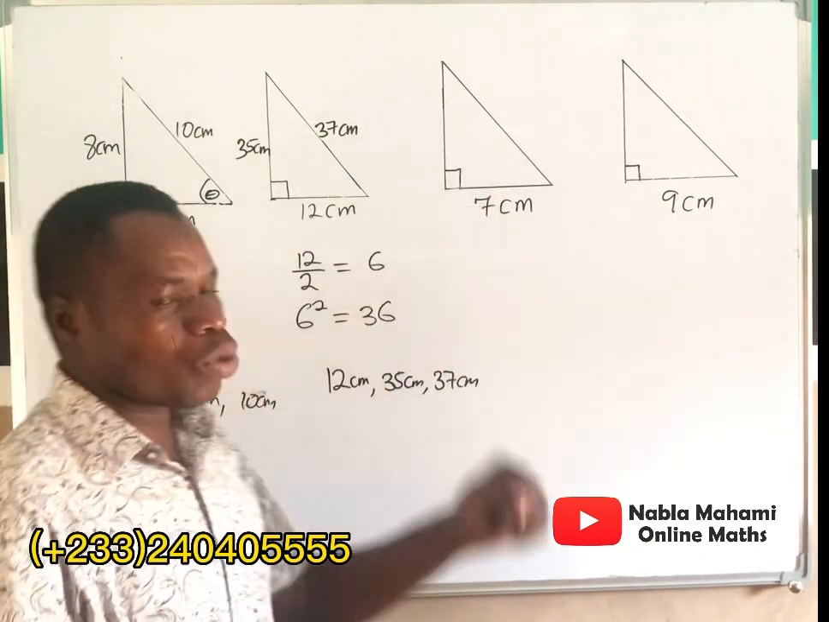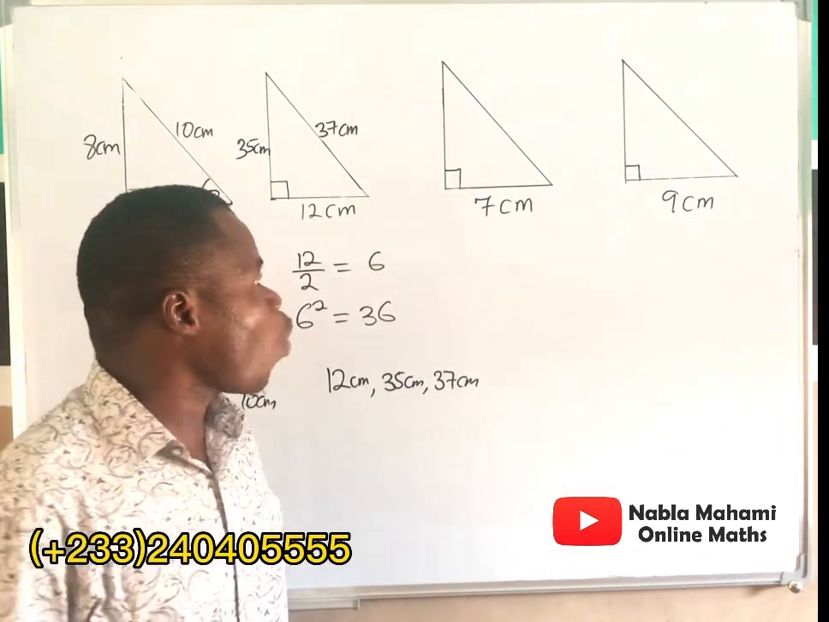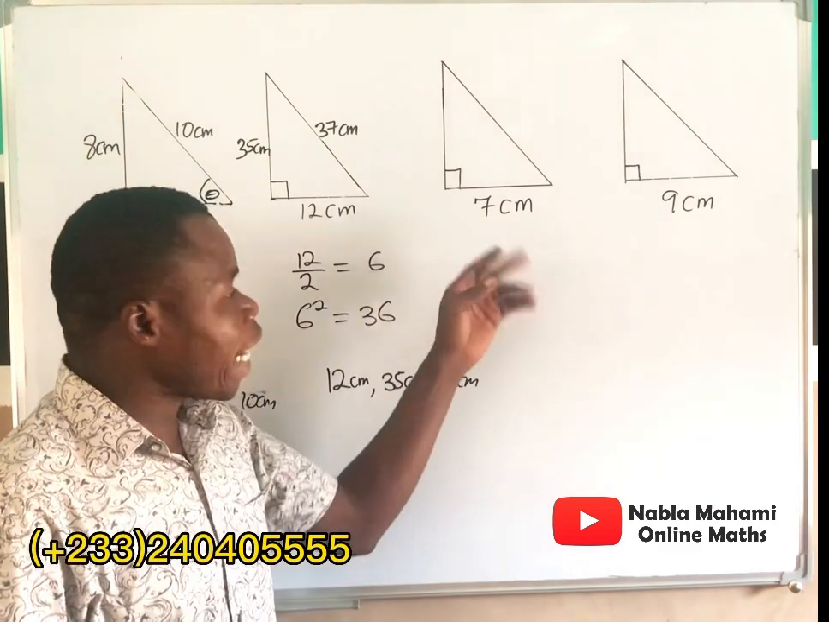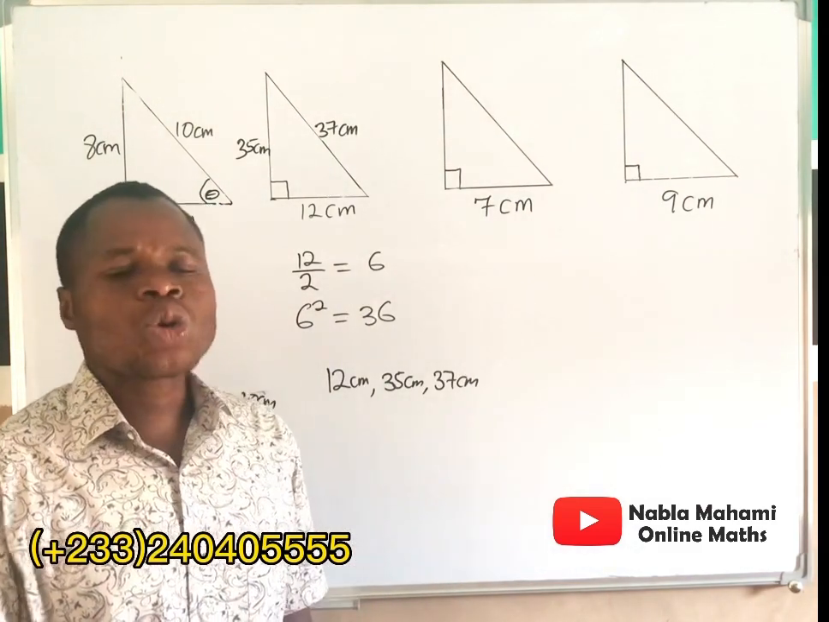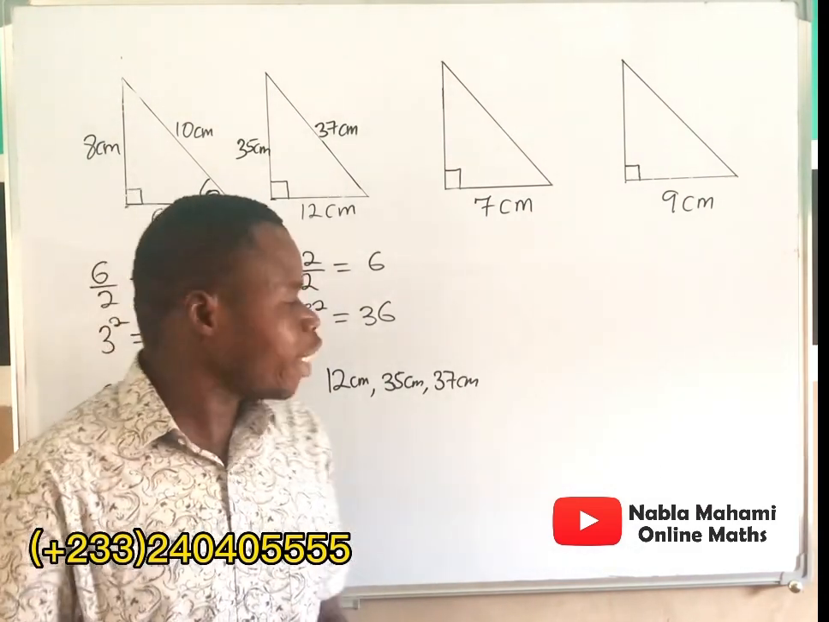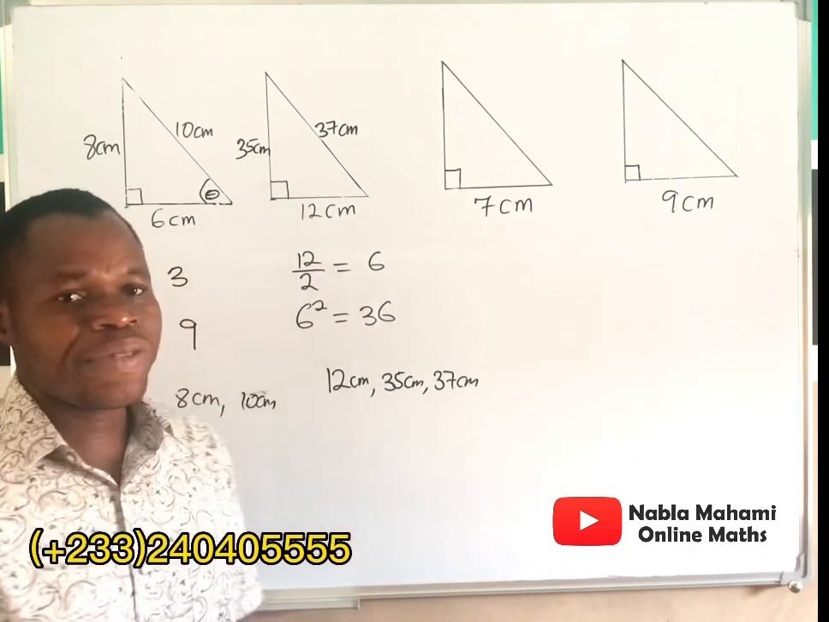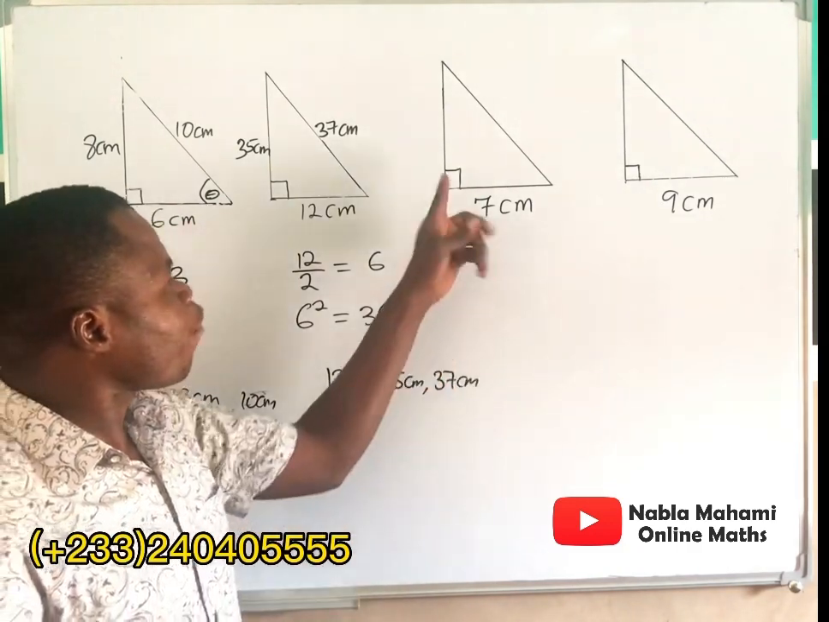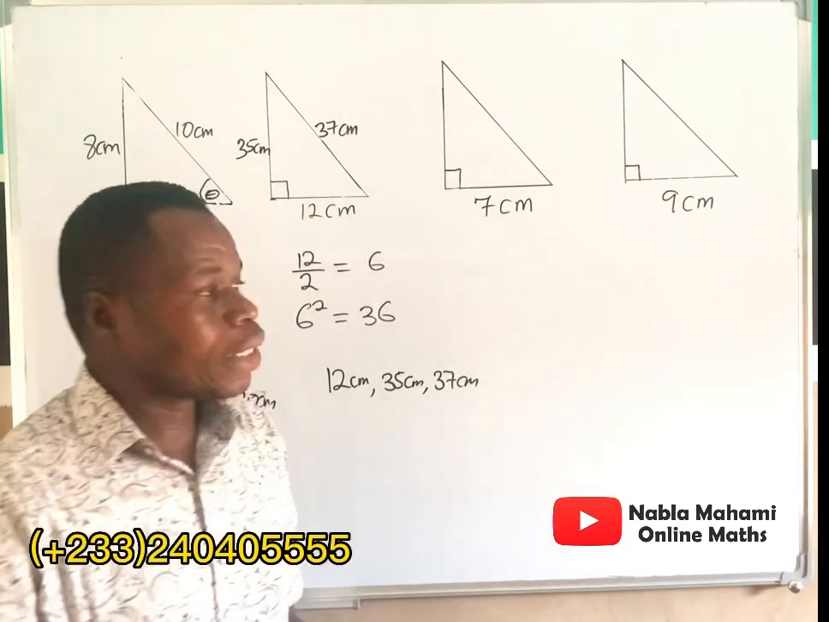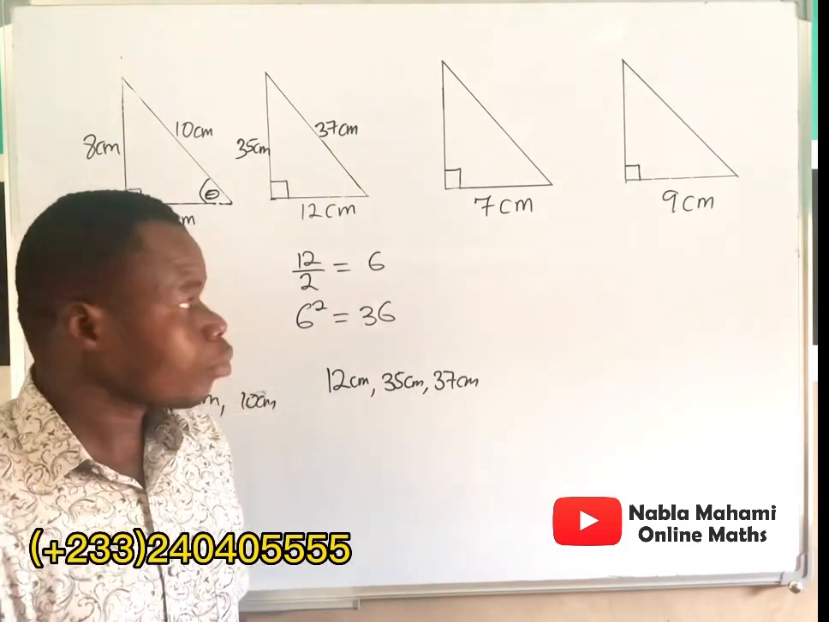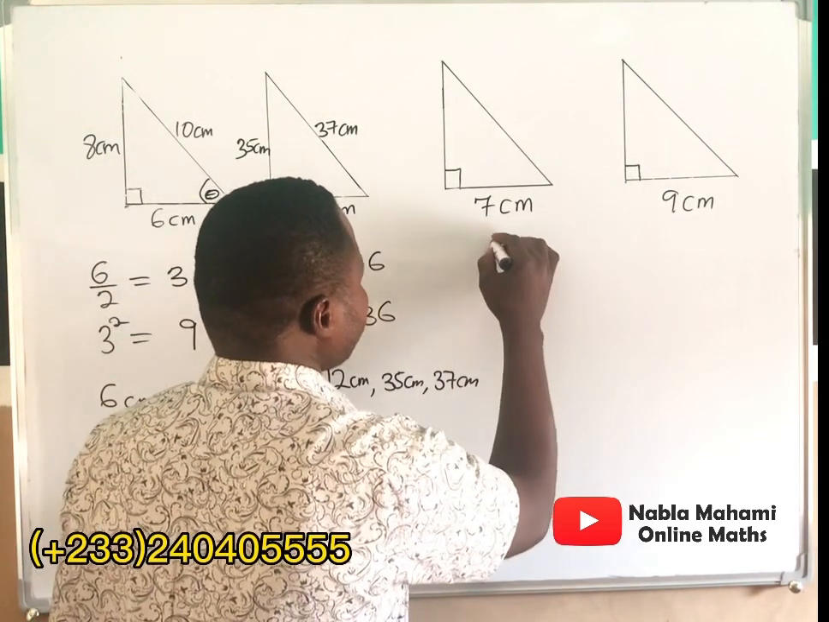Now let's go to the third right angle triangle. The third one, the side is an odd number. So let's look at what you do when it is an odd number. The odd number is the reverse of when it is an even number. Odd number, first, take the side and square it. So what I'll do is I'll take the 7 and square it.